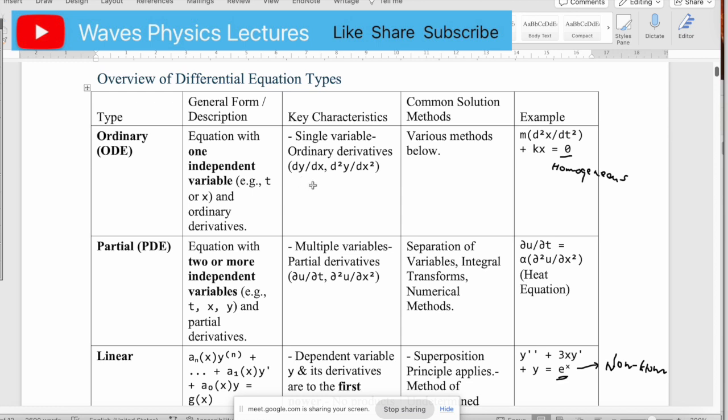Okay, so it may be a very simple differential equation. There is only one independent variable, for example, it can be t or x. Okay, it is an independent variable. For example, if I differentiate dy/dx, y will be a function of x, so x is our independent variable. Here it's a second order differential equation, this is a first order differential equation.